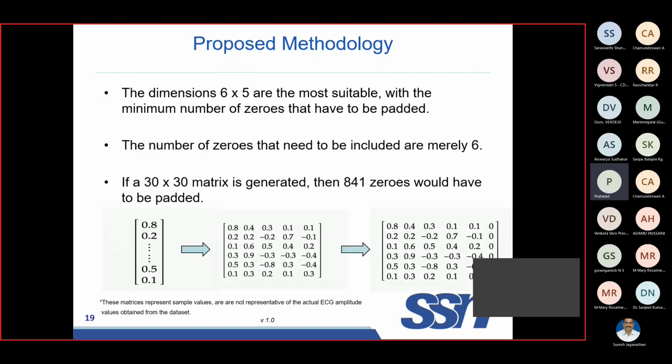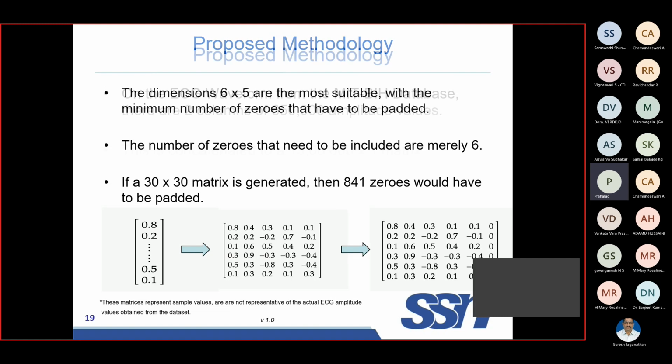For the given example, the dimension 6 cross 5 would be the most suitable, and minimum zeros would have to be padded. You'd have to pad only 6 zeros, whereas in existing techniques wherein you pad n minus 1 columns of zeros, around 841 zeros would have to be padded. Here in this technique, only 6 zeros would have to be padded.